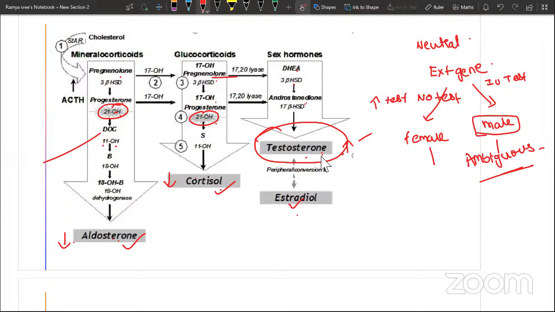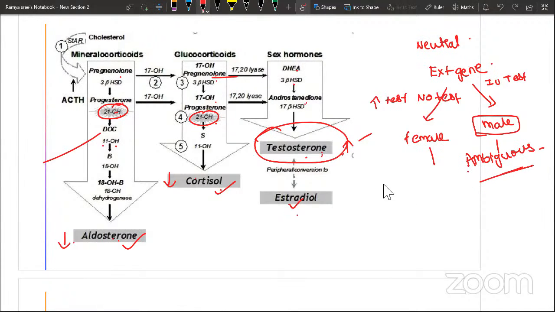Testosterone is the one which decides whether it will become the male external genitalia or female external genitalia. If you have in utero exposure to dihydrotestosterone, it will become male. If you don't have the in utero exposure to dihydrotestosterone, it will become female. It has nothing to do with your karyotype or uterus or anything. It's just like a mathematical formula. So they will have ambiguous genitalia.